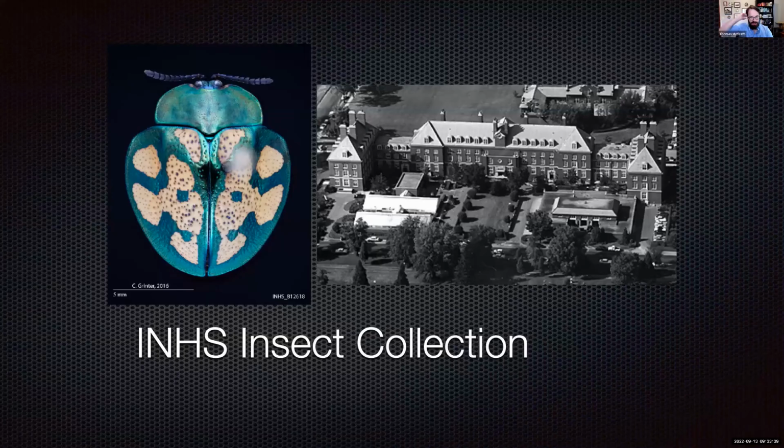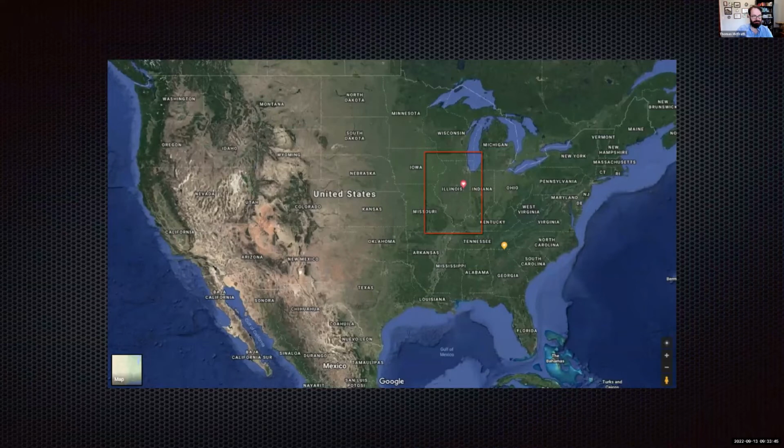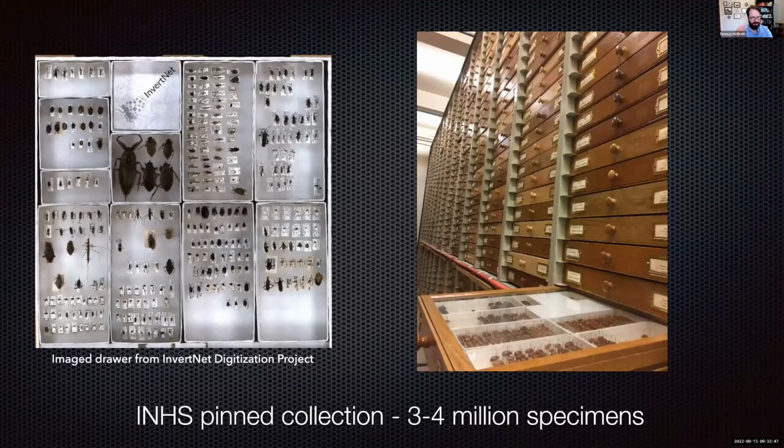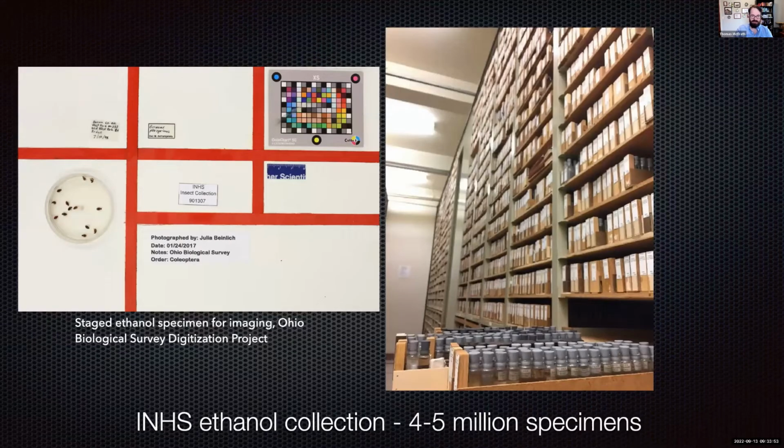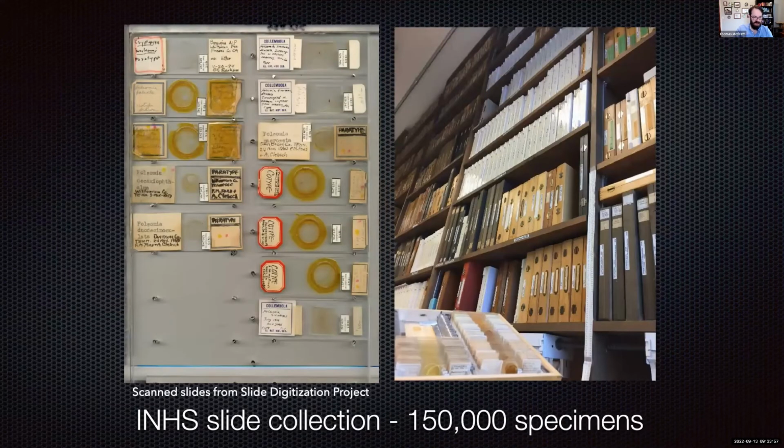So really briefly, the INHS Insect Collection is located here in Champaign, Illinois. We have about 3 to 4 million pinned insect specimens, an additional 4 to 5 million in ethanol, both in bulk and in individual lots. We have an additional 150,000 slides. We've been digitizing for a while, since the 1990s.